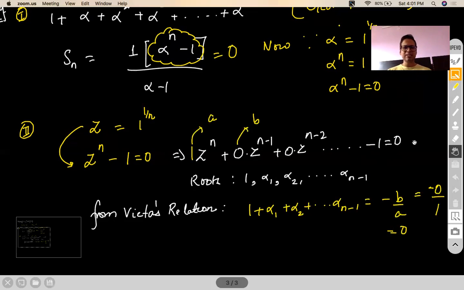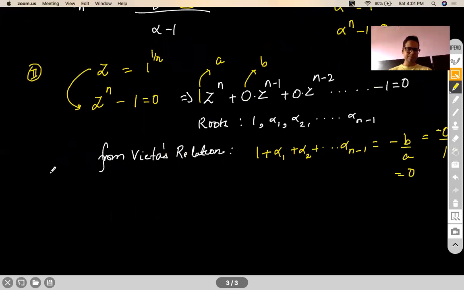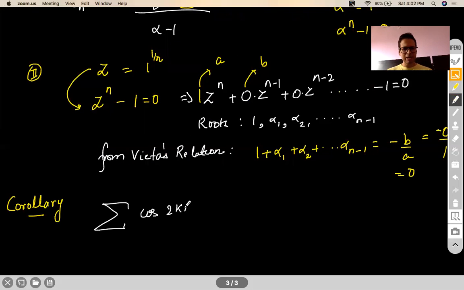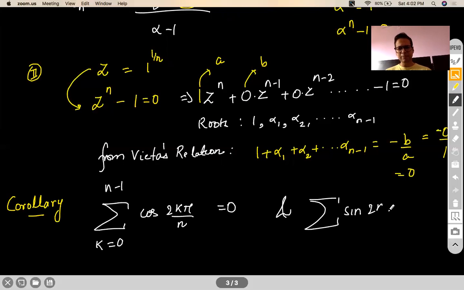Now, a very important takeaway from this, or you can say a corollary, which says that if you sum up cos 2k pi by n from k equal to 0 to n minus 1, this will be 0. And if you sum up sine 2k pi by n from k equal to 0 to n minus 1, this will also be 0. Now, how are these two things related?